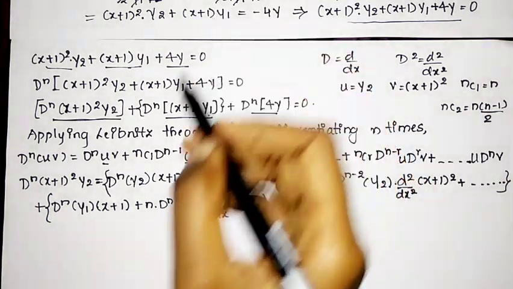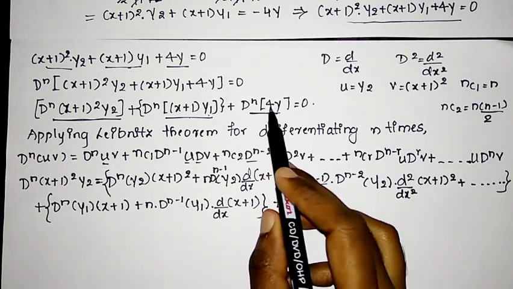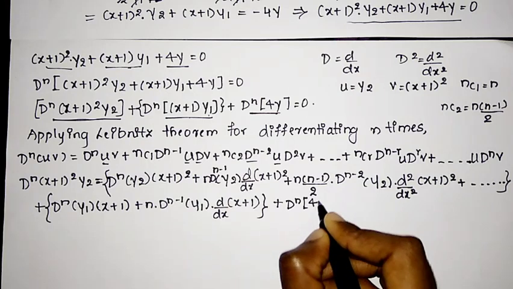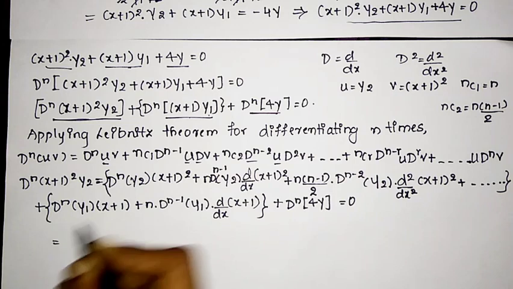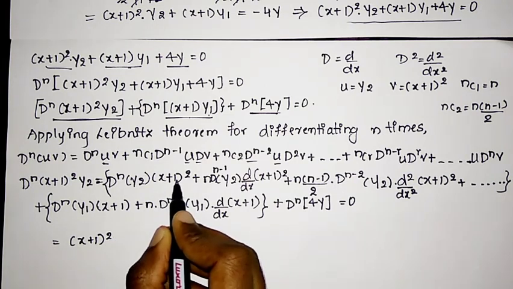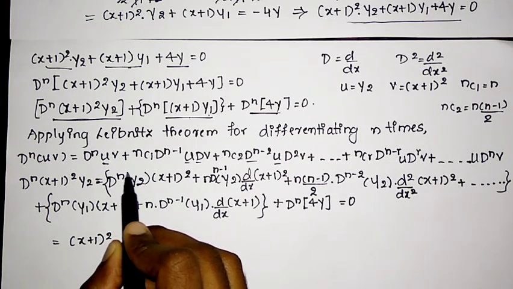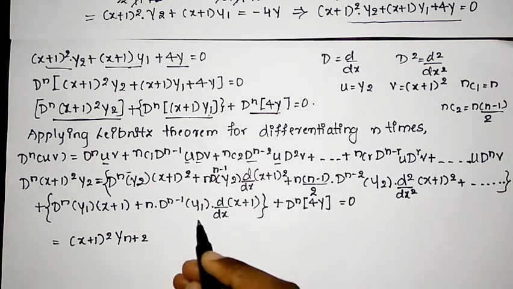Similarly, plus you need to apply for the third term, that is d raised to n of 4 into y. We can observe that you need to apply the nth derivative to 4 into y. So you need to substitute it to 0. Now we can solve this individually. We can write it as x plus 1 whole square into, so this is yn and this is y2. Here there is no negative sign, so it will be yn plus 2. So this will be yn plus 2.